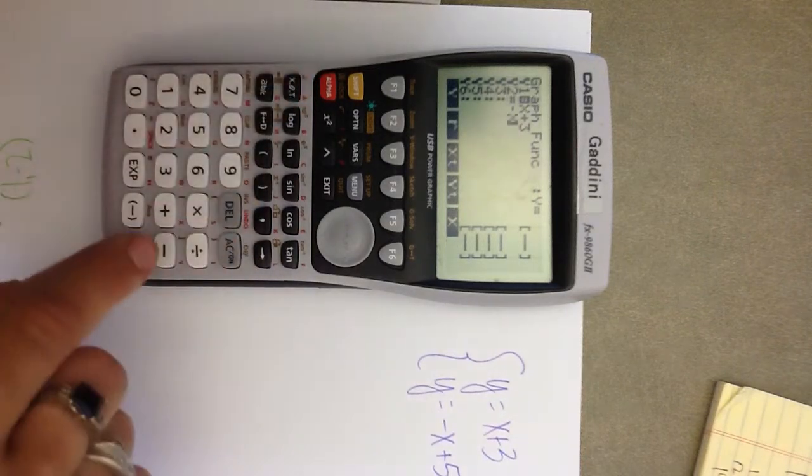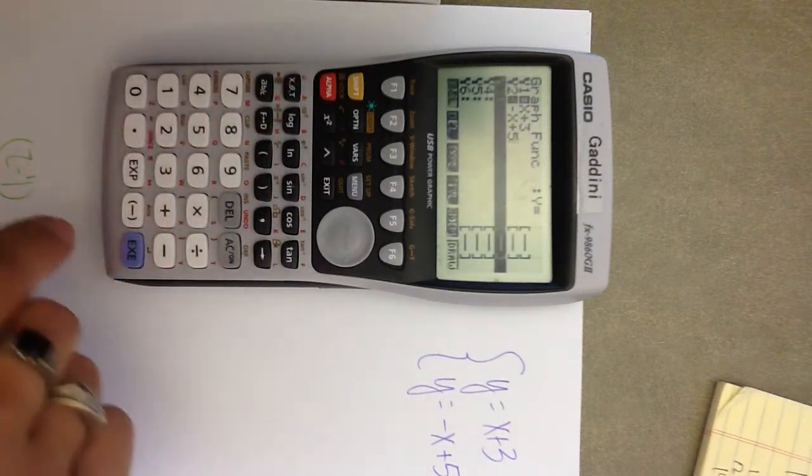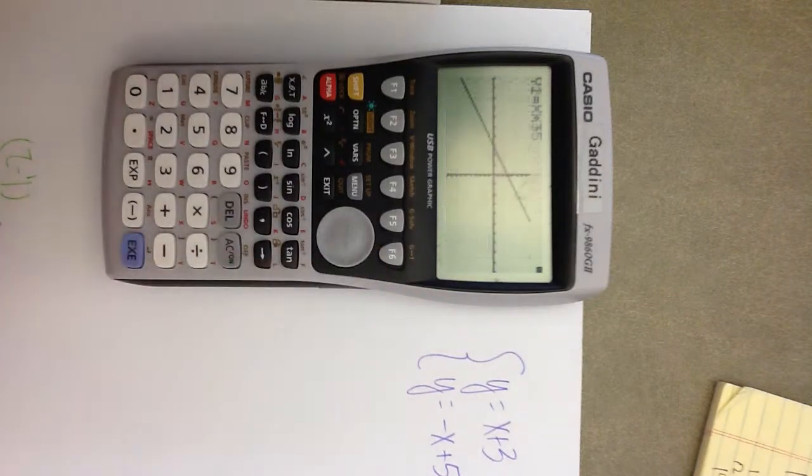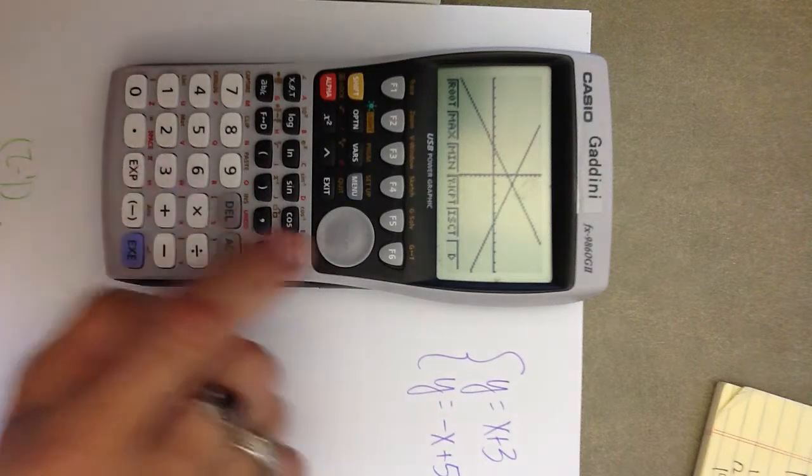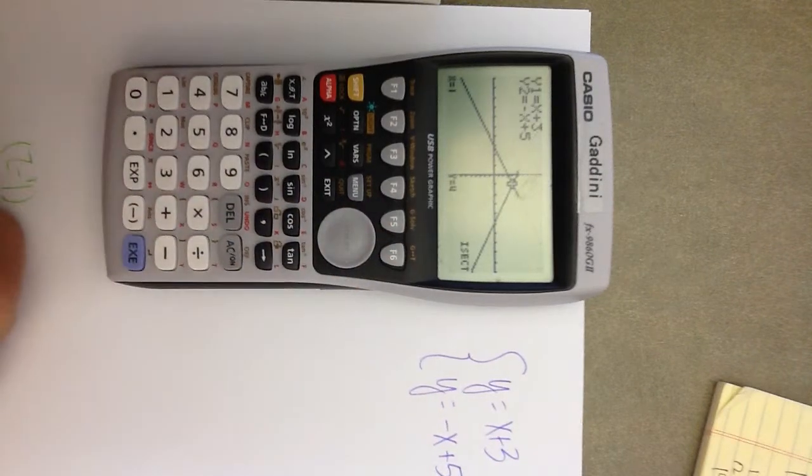Negative x plus 5, execute, F6 to draw, and once again we can see the lines crossing, but we want the calculator to tell us what that point of intersection is. So I press F5 for the graph solver, and then F5 one more time for the intersection, and I get that the solution to this system is the ordered pair 1, 4.